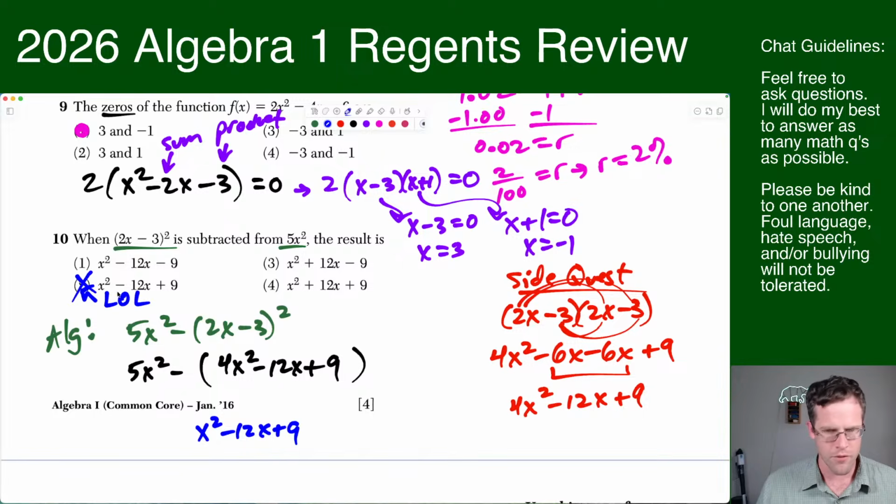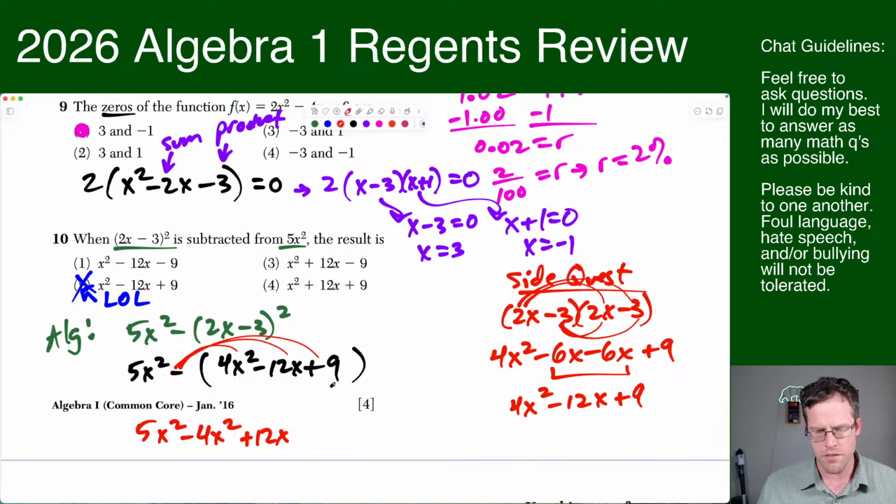All right, bear trap if you do. All right, so that's not what you want. You actually have to distribute. So you distribute the negative like this, and you get 5x squared minus 4x squared, but then you get minus 12x is plus 12x. And then you get minus positive 9 makes minus 9. So then you get x squared when you combine these two, plus 12x minus 9. So choice 3.